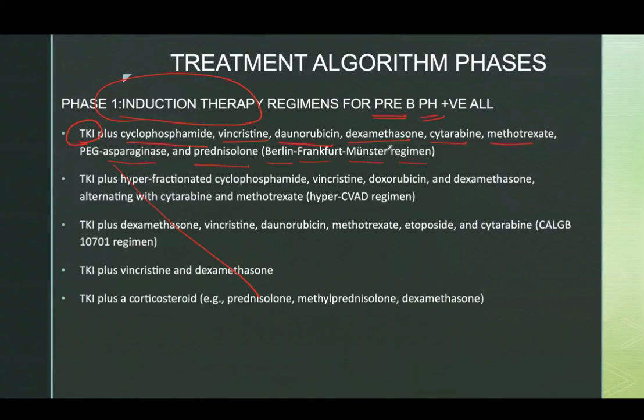Okay. So this regimen is called the Berlin-Frankfurt-Munster regimen. Just remember the drugs. First line drugs are your TKI, tyrosine kinase inhibitors, cyclophosphamide, and any of these drugs with PEG asparaginase or prednisolone. Next, you should know the adverse effects of all these drugs, plus the mechanism of action of all these drugs, which we covered in our pharmacology.